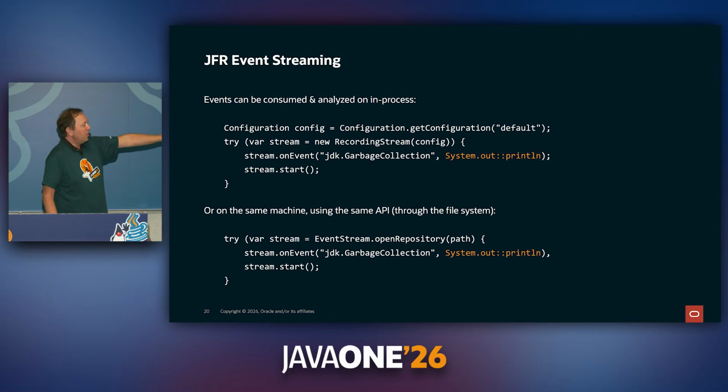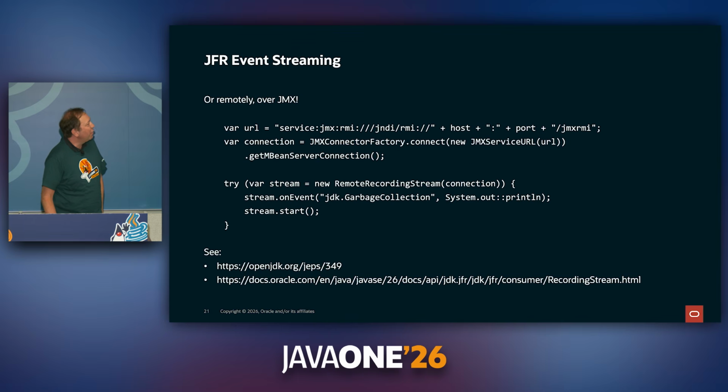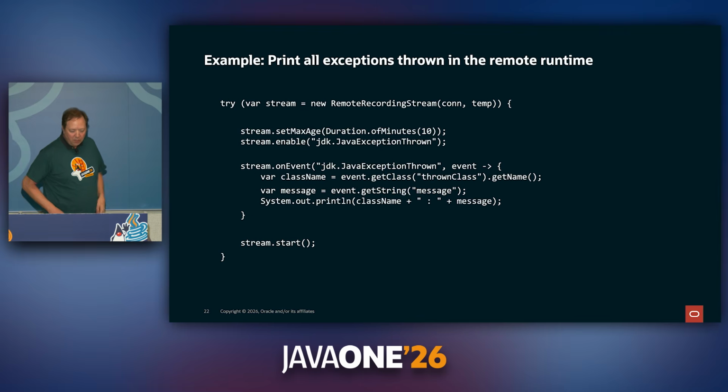Very similarly, you can do that out of process. So on the same machine through the file system, you just create an event stream using the open repository method. There's a missing parenthesis, darn. And the same thing goes, a small lambda there to do whatever you feel like. And then finally, over JMX, the API, once you get hold of your JMX connection, is very similar. So the first stuff is getting the JMX connection, and then hopefully the shape of the code looks very similar and familiar, right? So it's called a remote recording stream, and you do the same thing. There are a couple of links down there. I have them on the last page as well.